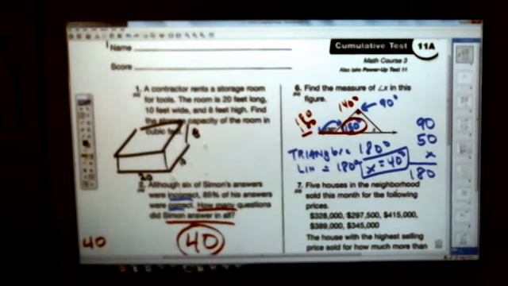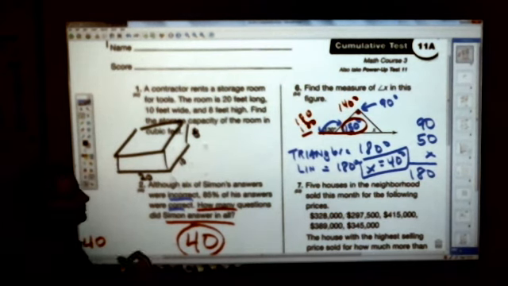And if it asks you for capacity in cubic feet, what does that mean? What mathematical thing is in cubes? Area, length, perimeter? That's volume. They're asking you how many cubes, which is volume.